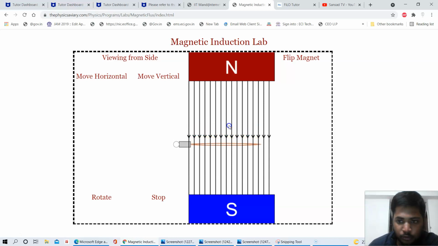Hope this part explains the Lenz law in a very beautiful manner through the simulation.